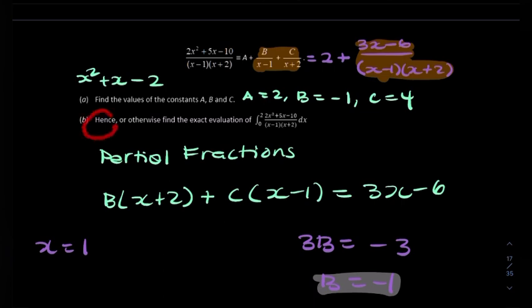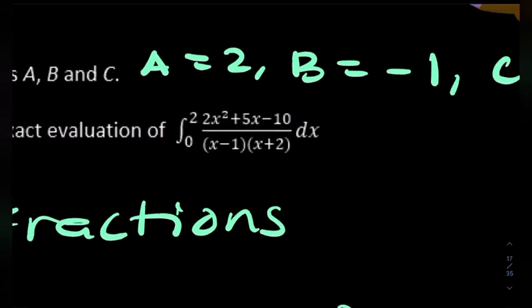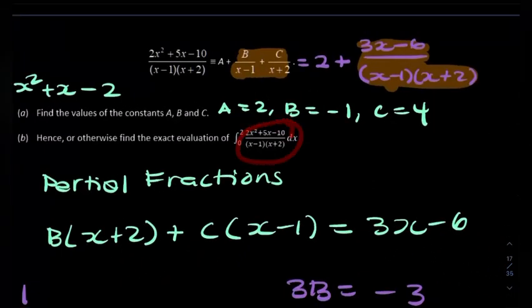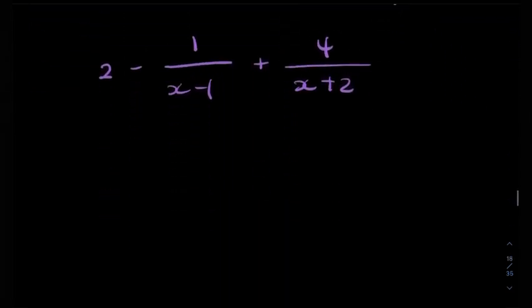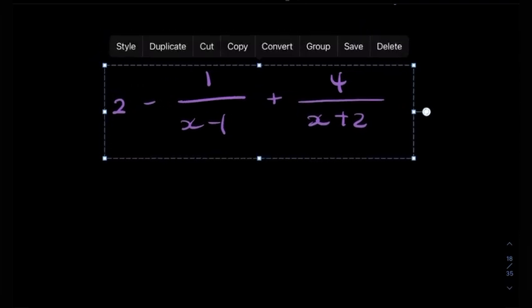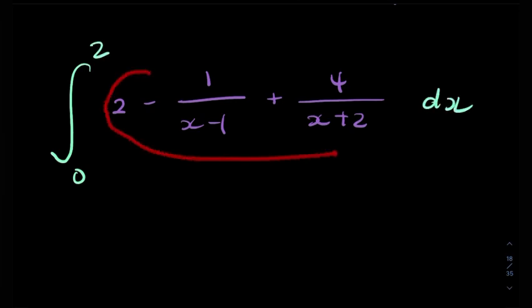Then it says, hence or otherwise, find the exact evaluation of this integration. So it's the same, but there are limits from 0 to 2. So rather than integrating this, we would really want to be integrating that. So we can jump straight into that and say, well, if we're going to integrate, let's just integrate from 0 to 2 dx this, because this is much simpler and it's essentially the same question.